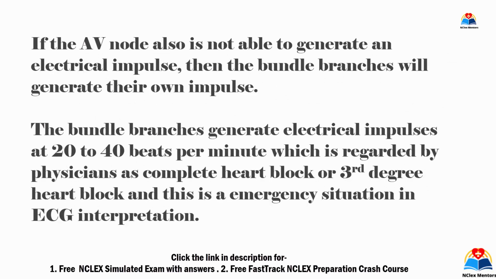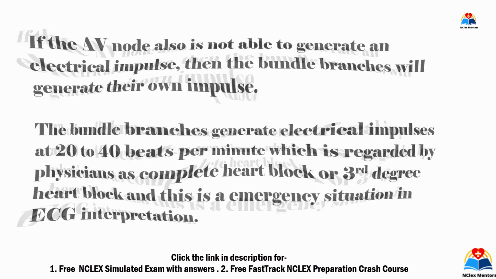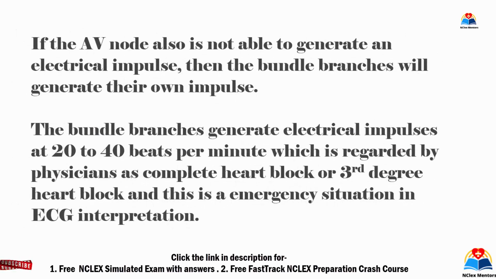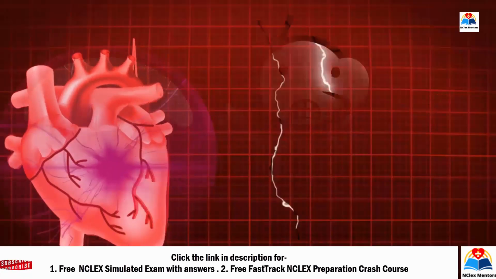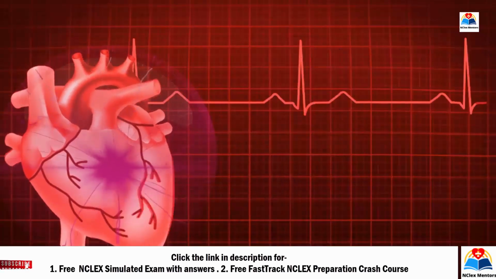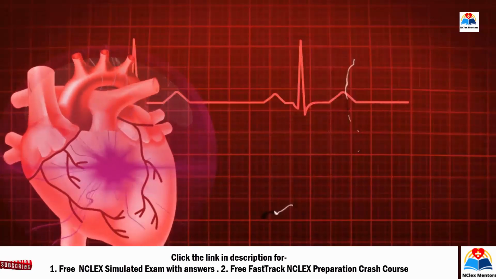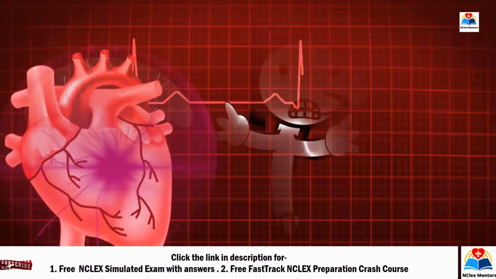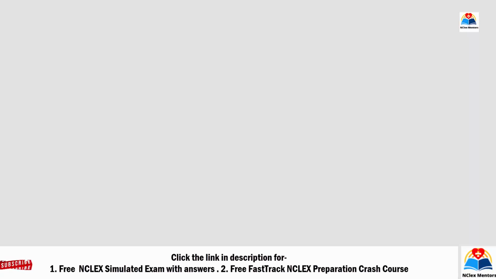We learned that if the SA node fails to conduct, the AV node still works. If the AV node also is not able to generate an electrical impulse, then the bundle branches will generate their own impulse. The bundle branches generate electrical impulses at 20 to 40 beats per minute, which is regarded by physicians as complete heart block or third-degree heart block, and this is an emergency situation in ECG interpretation.